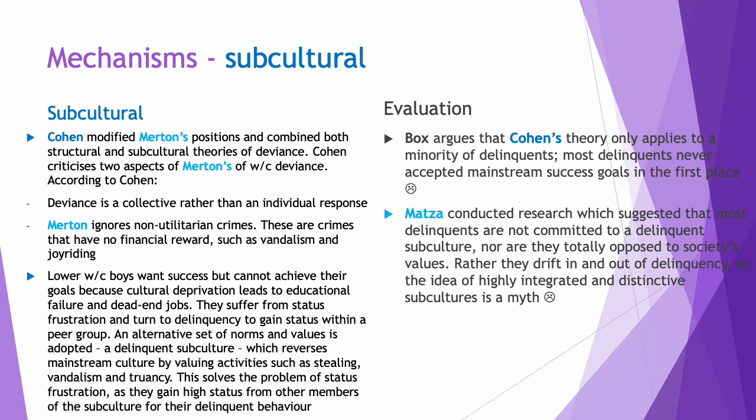Cohen criticizes two aspects of Merton's working class deviance. According to Cohen, deviance is a collective rather than an individual response, and Merton ignores non-utilitarian crimes. These are crimes that have no financial reward, such as vandalism and joyriding.